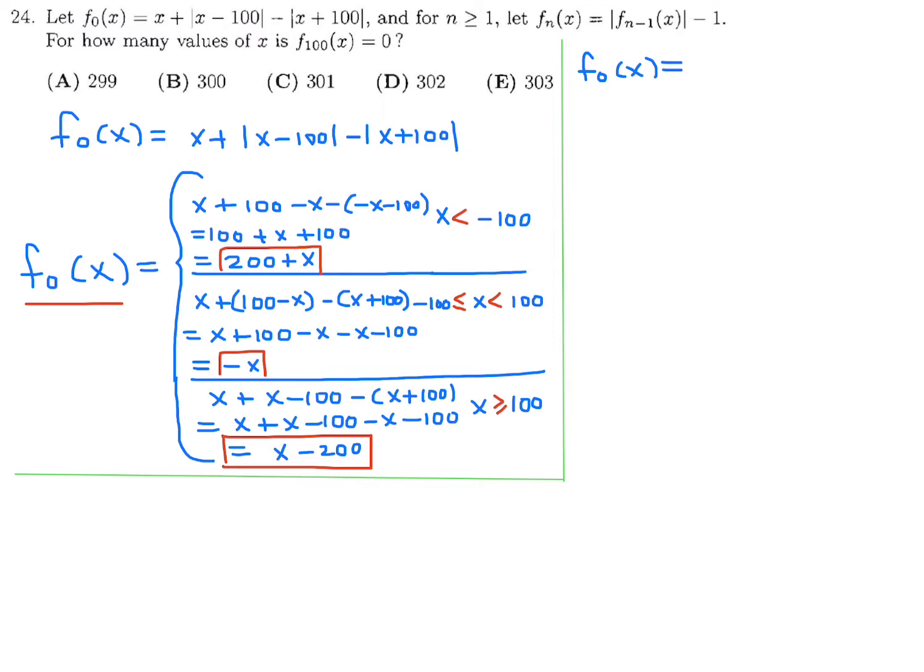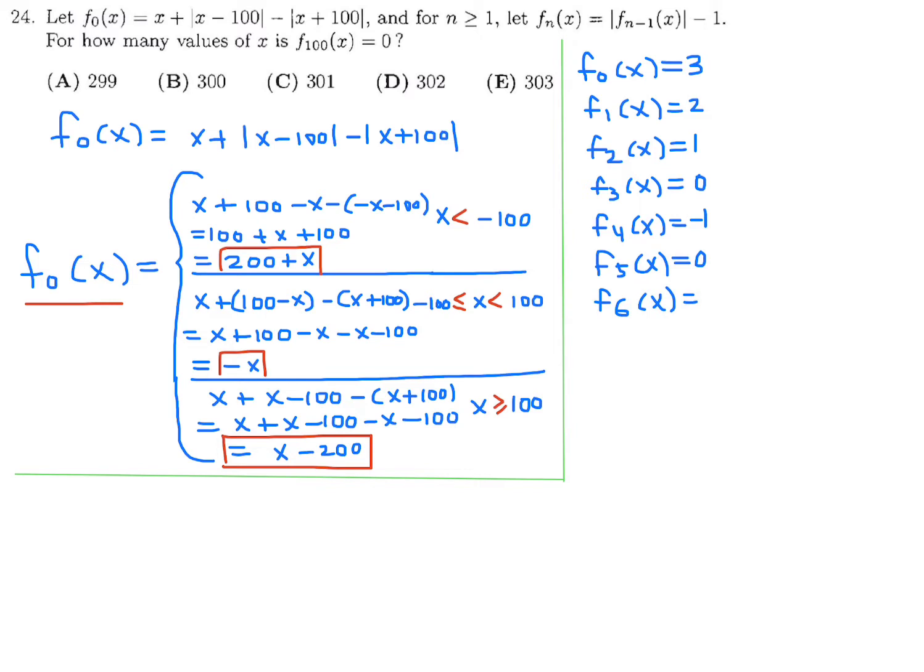But let's see. Let's say we started off at 3. That means f1 at x would be this minus 1, which is 2. And that's all it is, really. And then f at 2 at x would be 2 minus 1, which is 1. And then f at 3 at x would be 1 minus 1, which is 0. f at 4 at x would be 0 minus 1, which is negative 1. f at 5 at x, now the absolute value kicks in. When you put negative 1 into this, it becomes 1 when you take the absolute value, and then 1 minus 1 is 0. And then f at 6 at x would be back at negative 1.